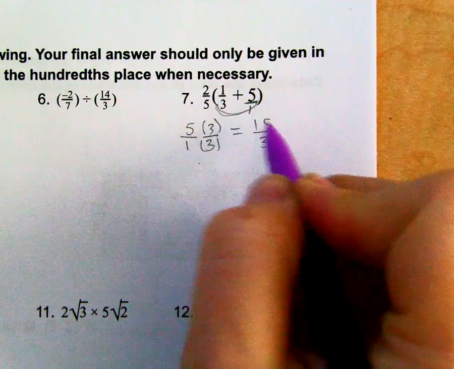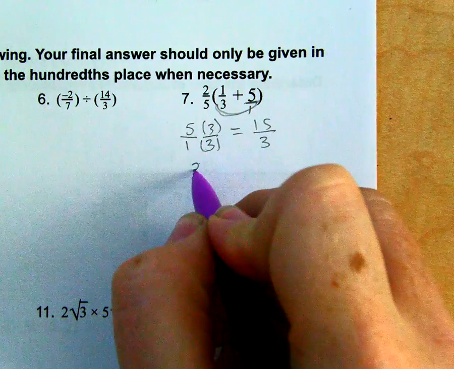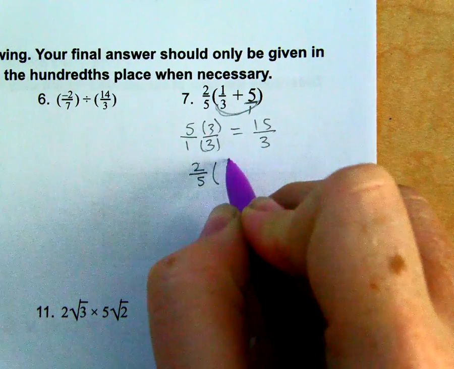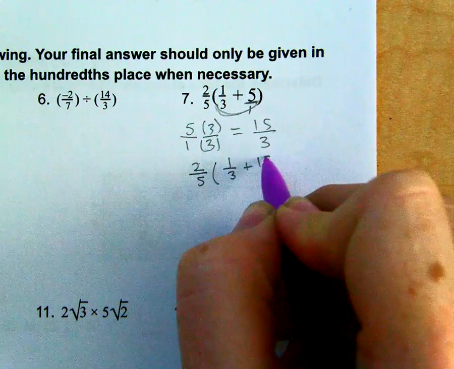So I'm replacing 5 with 15/3. This is going to become 2/5 times the quantity -1/3 plus 15/3.